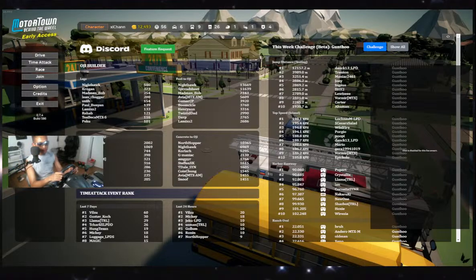Testing. 1, 2, 3, 1, 2, 3. Not a thing that does something with DNA. Got the motor town up.